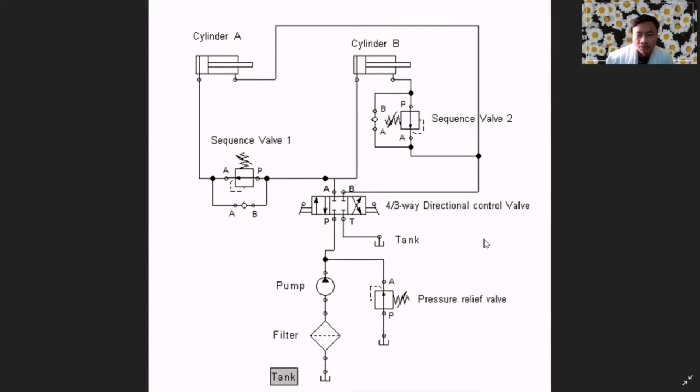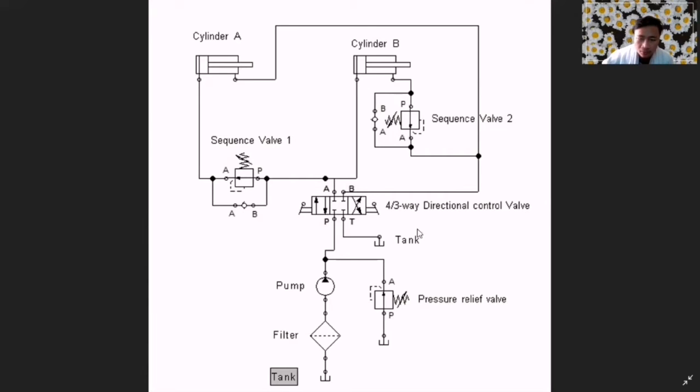The component functions used in this circuit. First of all, we have used a 4/3-way directional control valve, which is used to control the extend, retract, and hold of the tool or cylinder. Next, we also use a pressure relief valve, which is designed to control pressure in a system, most often in a fluid or compressed air system. This valve opens in proportion to the increase in system pressure.